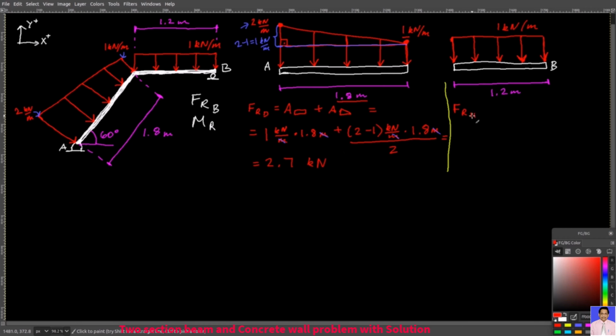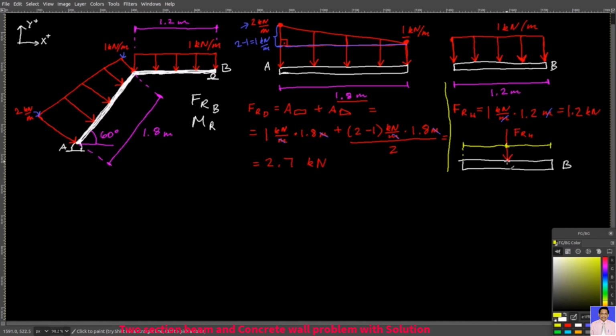Then FRH, the resultant force for the horizontal beam, well, that's easy. 1 kilonewton over meter times 1.2 meters. The meters are cancelled, and you have 1.2 kilonewtons. You already know that in the case of the horizontal beam, FRH will act in the middle of this force distribution. So if the length of the beam is 1.2 meters, then you will have here 0.6 meters and 0.6 meters. However, to find the equivalent location for FRD, you can now use integration.